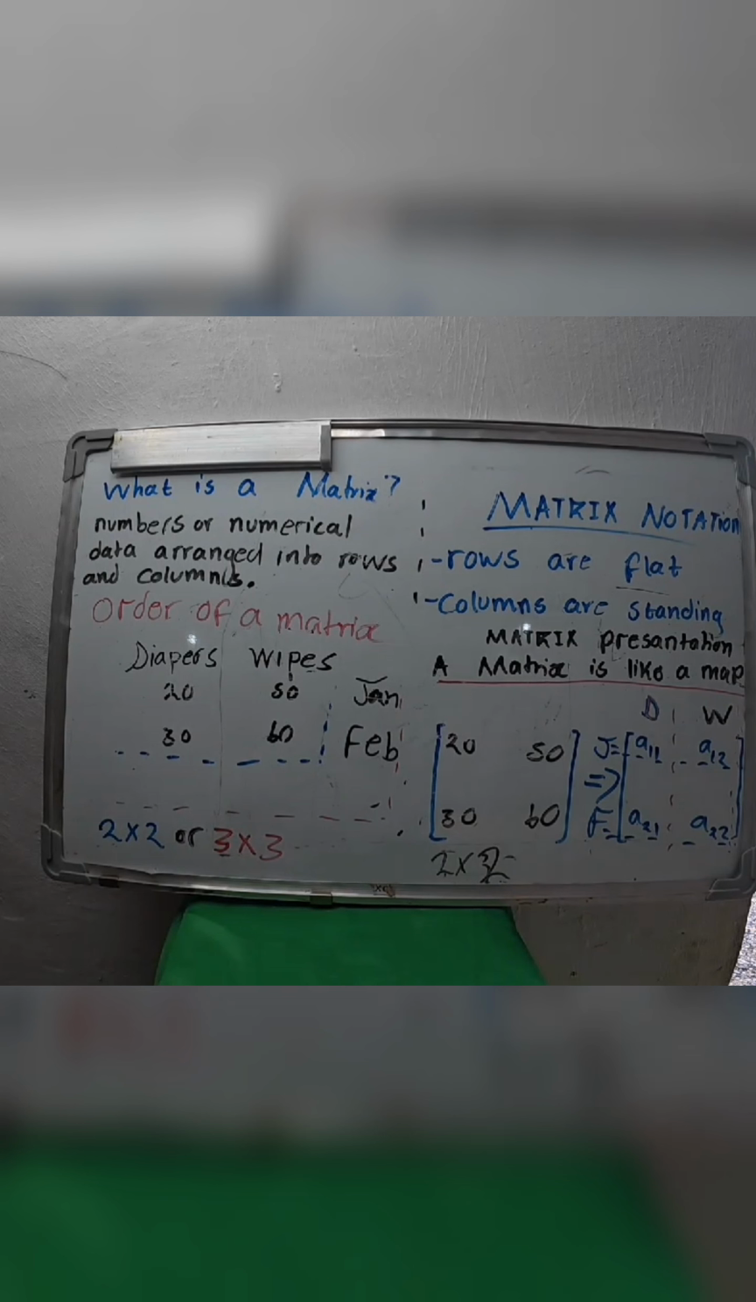A matrix is like a map. That simply means you know how on a map you usually have symbols that represent certain things. For example, dotted lines will represent a rail line. Such things make it possible for you to describe certain things without actually drawing real images of them.